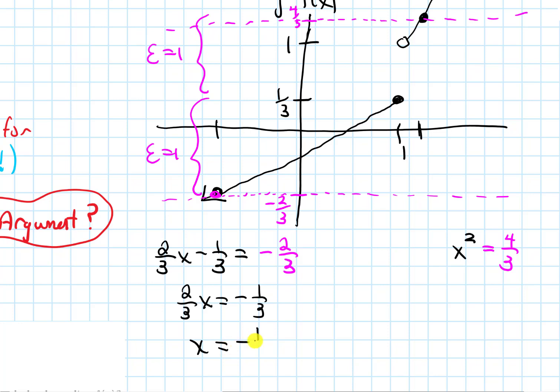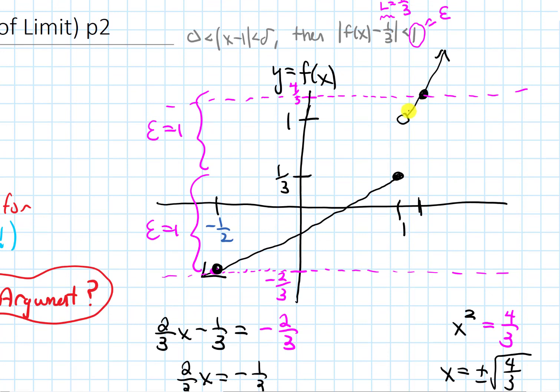So we get x equals negative 1/3 times 3/2. The 3's cancel, and I get negative 1/2. All right, so this x value is at negative 1/2. Now let's solve x squared equals 4/3. Square rooting, we get x equals plus or minus root 4/3.